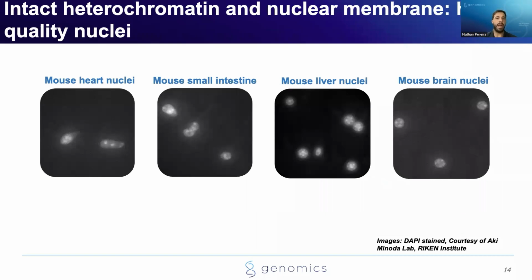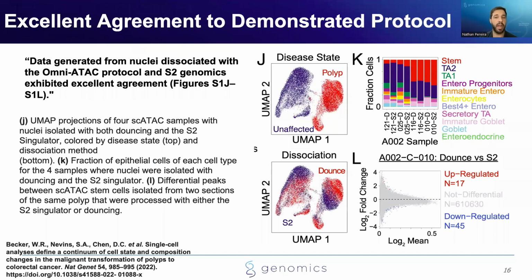In addition to reproducibility, there's also high quality. Here are some pictures of DAPI stained nuclei, courtesy of the Aki Minoda Lab at the Riken Institute in Japan. You can see the intact heterochromatin and the nuclear membranes. This is from a variety of frozen tissues: mouse heart, mouse small intestine, mouse liver, and mouse brain. And a lot of this was also used for ATAC-seq studies.